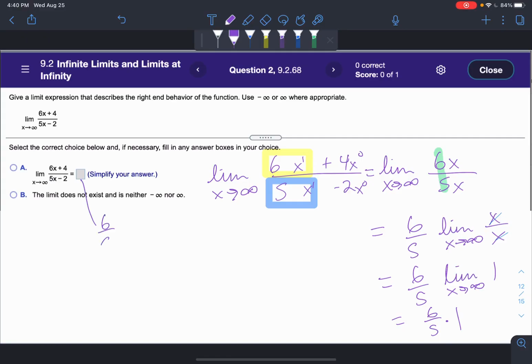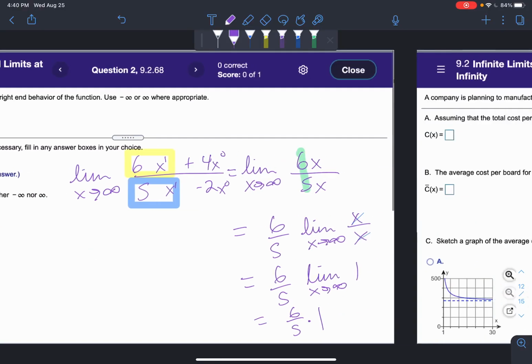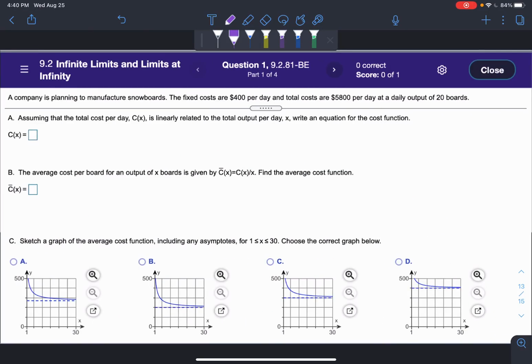Alrighty, so let's do 2 application problems and then we'll be done for this section. So here we have a company which is planning to manufacture snowboards. They have fixed costs of $400 per day and then total costs of $5,800 per day to make 20 boards.